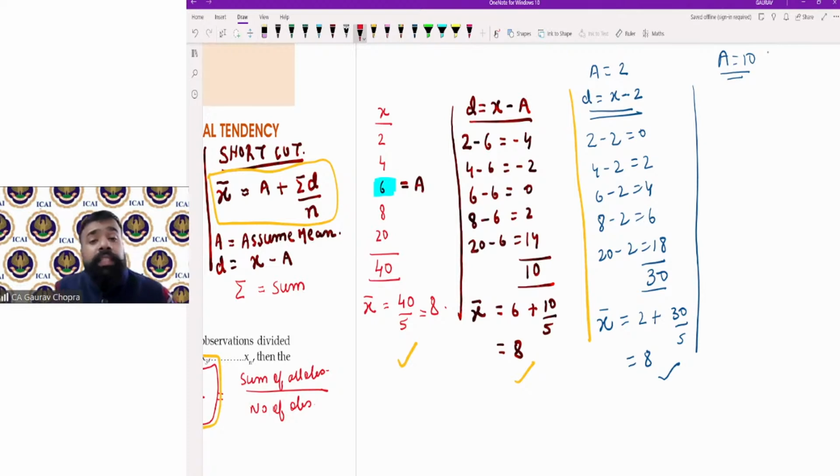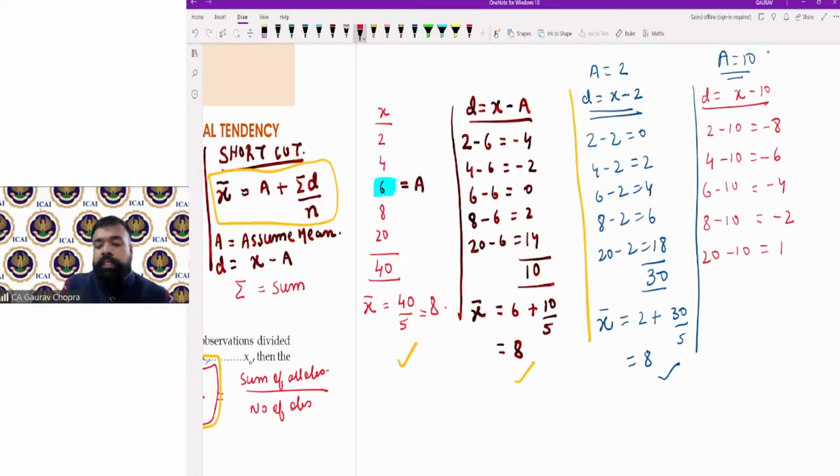Okay, so there are mixed answers. Some are saying yes, some are no. So let us check. Deviation x minus 10. So 2 minus 10 will give you minus 8. 4 minus 10 is negative 6. Then 6 minus 10 is negative 4. 8 minus 10 is negative 2. And 20 minus 10 is 10. So what is the total this time? Total is minus 10.